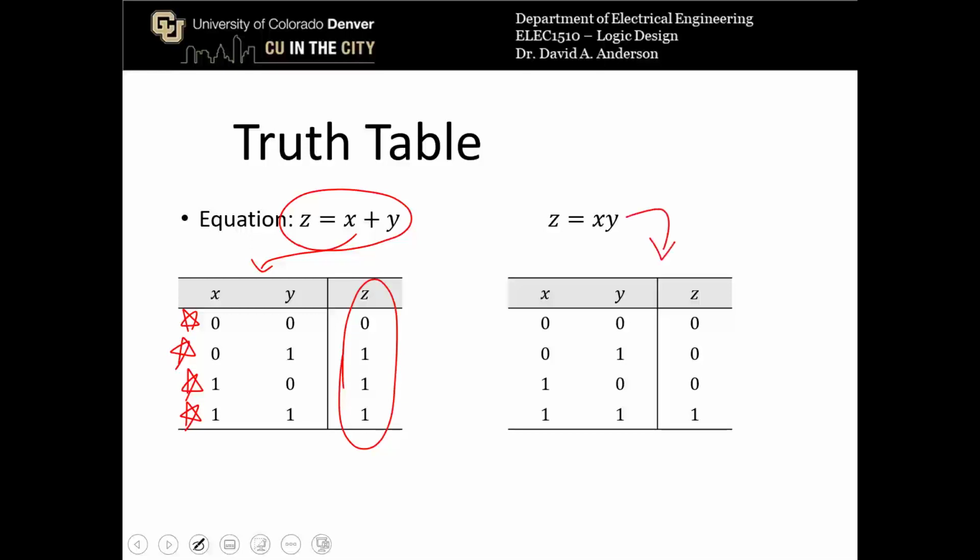Same thing for z equals x and y. We've got the same set of inputs, the combination of all possible states that the inputs can take, and then the corresponding outputs for all of those inputs. So that's what truth tables look like.